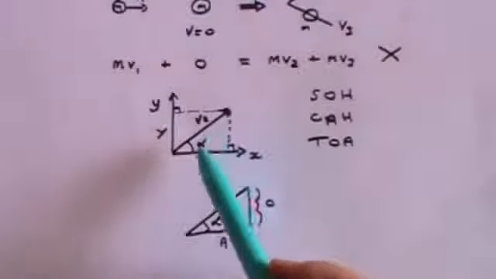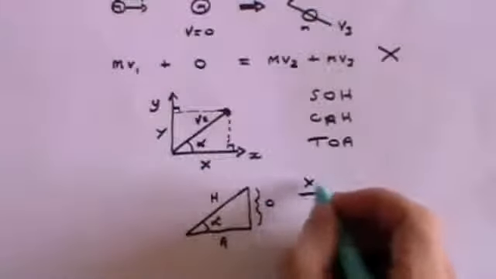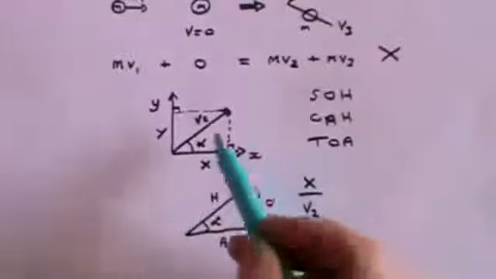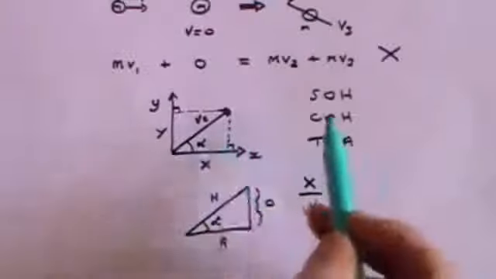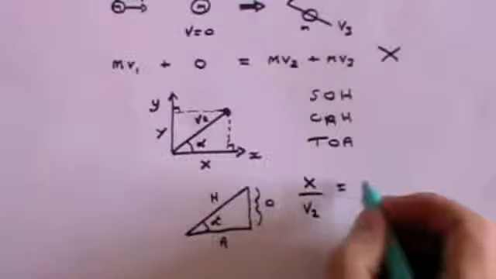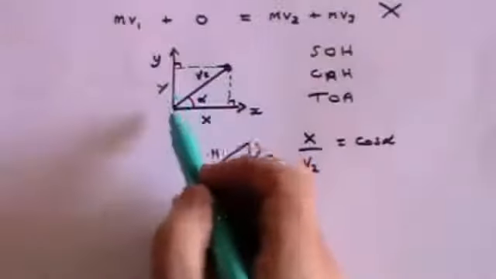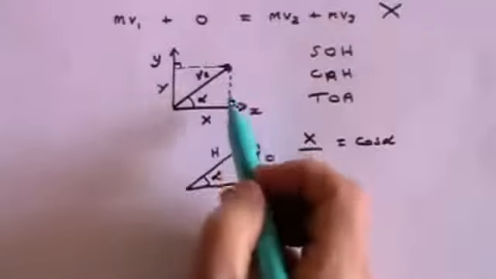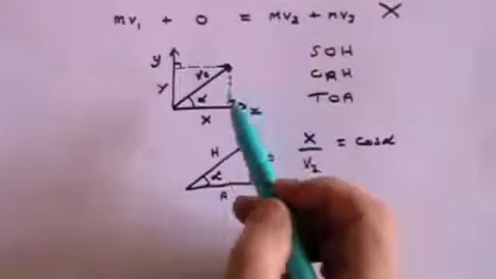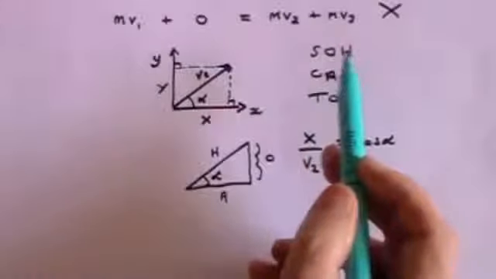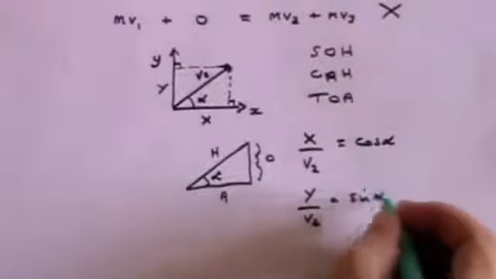Well, if we go back to this here and we want to know what x is, we can say that x divided by v2, which is the vector, is the equivalent of the adjacent over the hypotenuse. And the adjacent over the hypotenuse is equal to the cosine of the angle, which is alpha. Similarly, if you want to know what y is, y over v2 is the opposite over the hypotenuse, and the opposite over the hypotenuse is the sine. So y over v2 is equal to sine alpha.